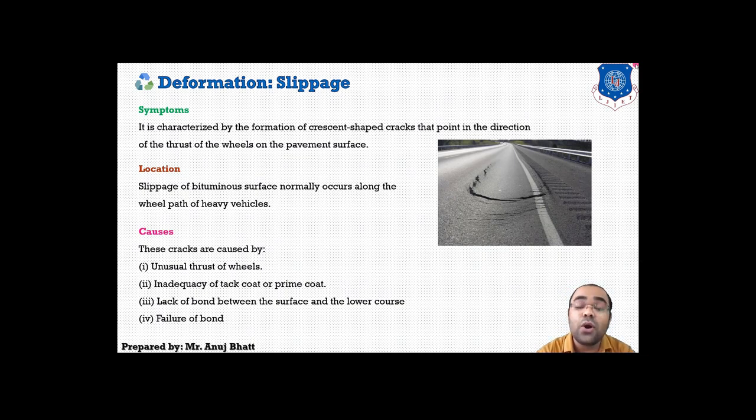The slippage is caused by unusual thrust of wheels, inadequacy of the tack coat or the prime coat we provide on the surface, or lack of bond between the surface and the lower course. Also, the failure of bond between two different layers due to excessive deflection of the pavement. These are the causes.